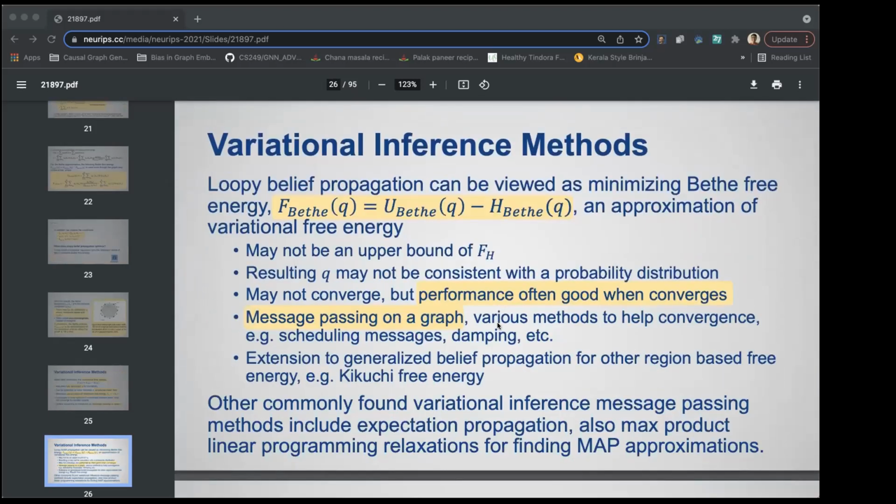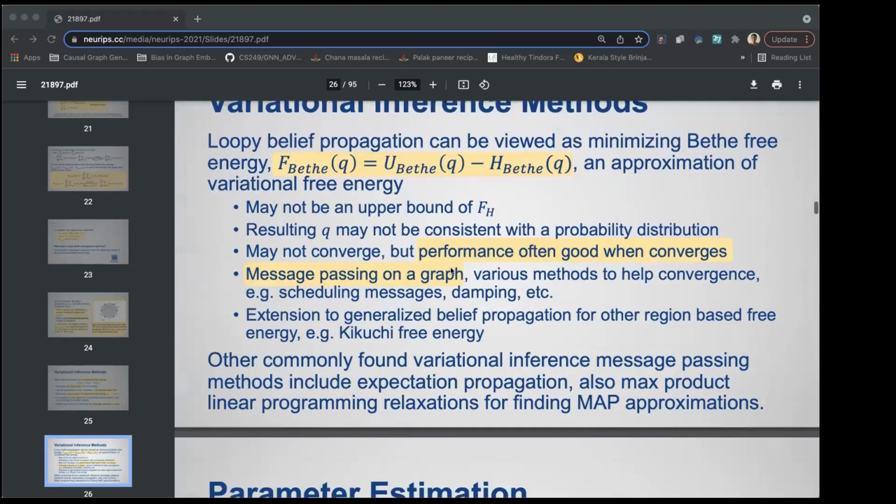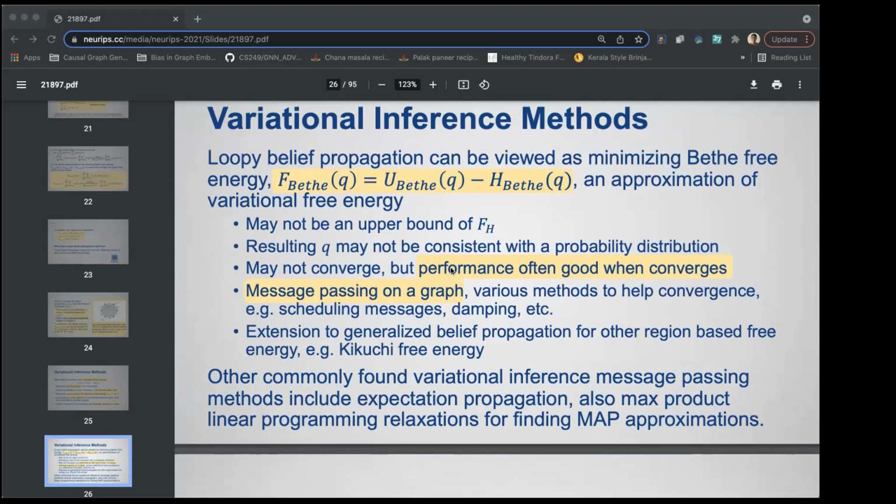In contrast, loopy belief propagation can be viewed as minimizing the Bethe free energy, which is an approximation of variational free energy. And we saw that it may not be an upper bound for the Helmholtz energy. The resulting Q may not be consistent with the probability distribution, and it may not converge, but we can still use the message passing on a graph idea to conceptualize this.